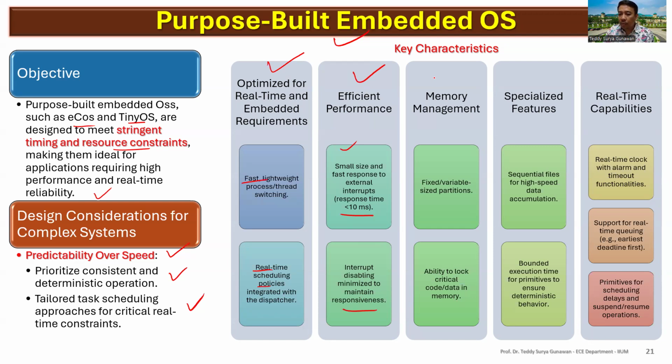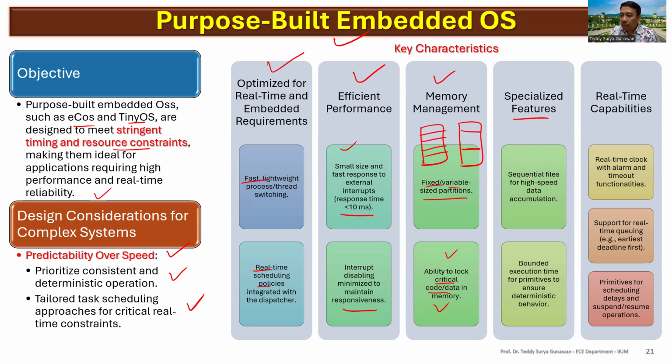The key characteristic of a purpose-built embedded OS is that it is optimized for real-time embedded requirements. So it will be fast, with real-time scheduling policies and efficient performance, small size, and very good response time. Interrupt disabling is minimized to maintain responsiveness. Okay, and we have the memory management. We use fixed or variable size partitions, so we don't use paging. It's fixed size, or you can also have variable, but it will not change. The old technique is used for the embedded OS because the microcontroller does not have the features for paging and segmentation. But it also has the ability to lock critical code and data in memory, so there is still some kind of protection.